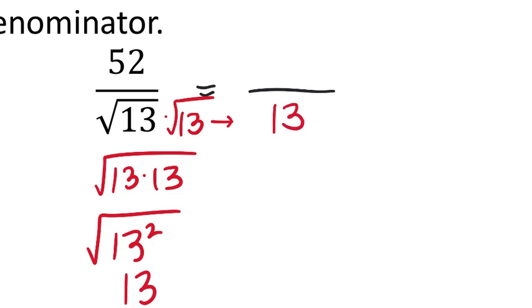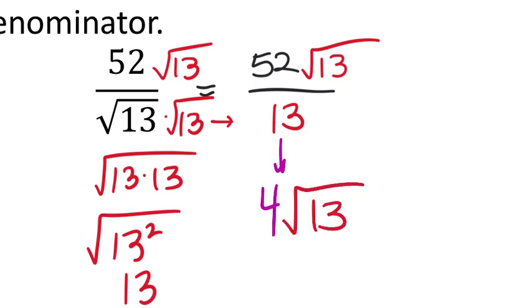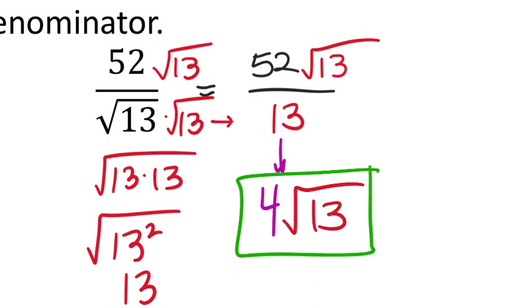But don't forget, if you do it to the denominator, you've got to do it to the numerator as well. And now in the numerator, I've got 52 times the square root of 13. So I'm going to show that here, 52 times the square root of 13. Now, if the 52 and 13 can be simplified, then I should. And as it turns out, 52 is a multiple of 13. 52 divided by 13 is 4. So that part right there gives me 4. And then I still have multiplied by the square root of 13, and that would be considered fully simplified right there.